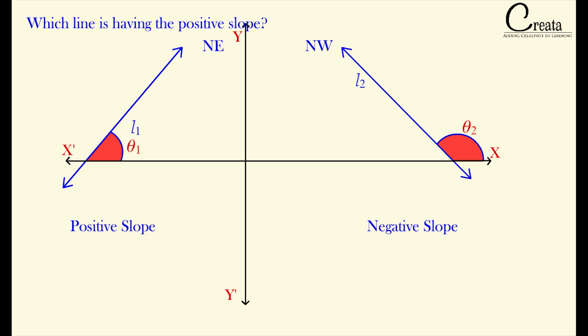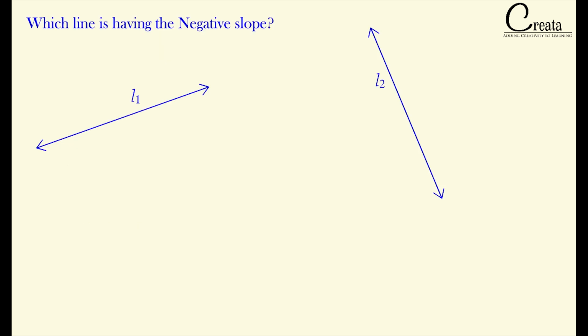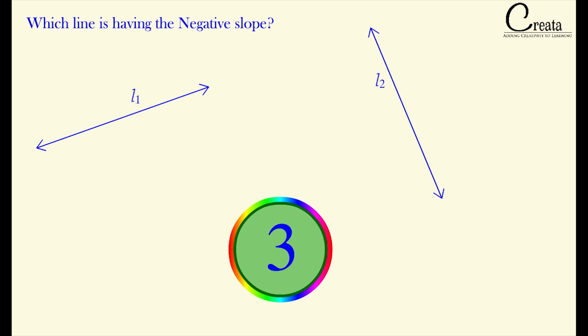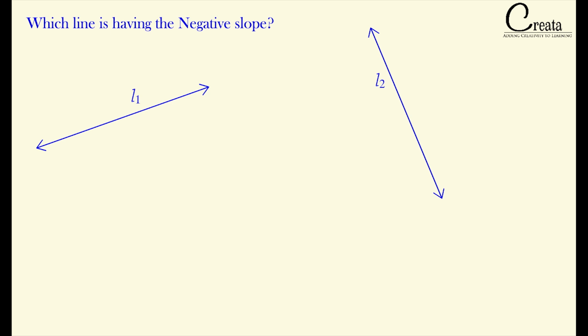Okay, let's take next question. Out of these two lines, which is having the negative slope? You can identify the first line is having the positive slope and the second line is having the negative slope.